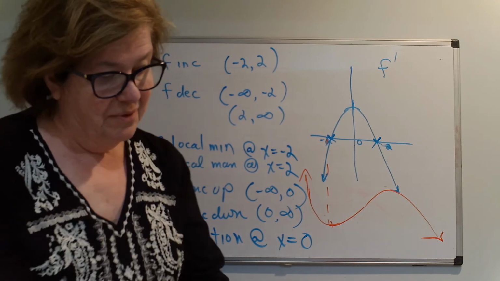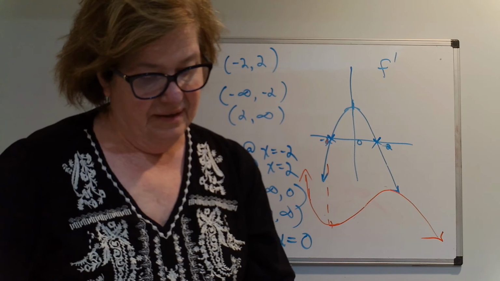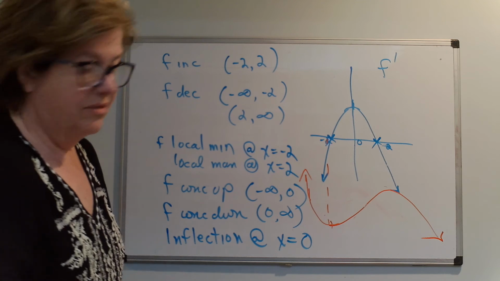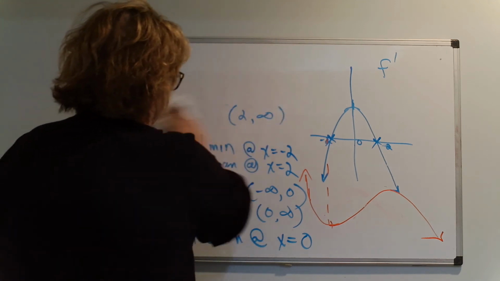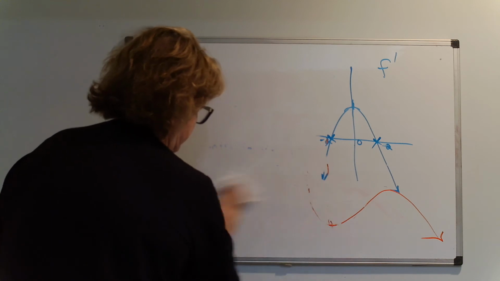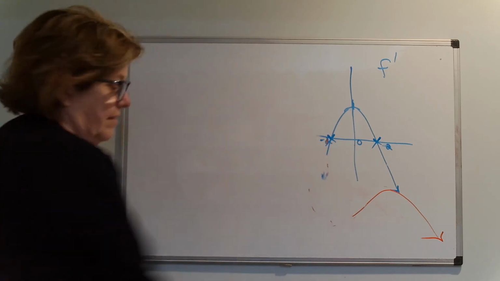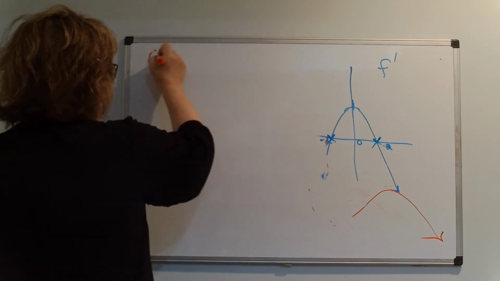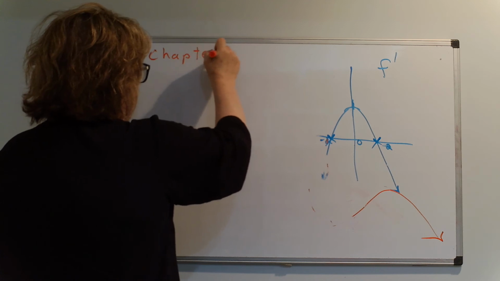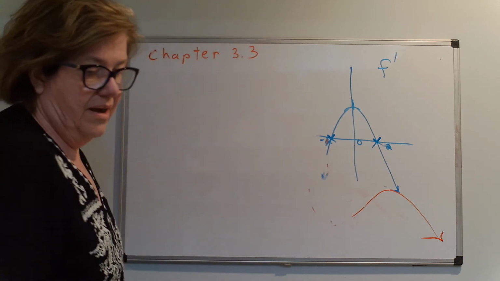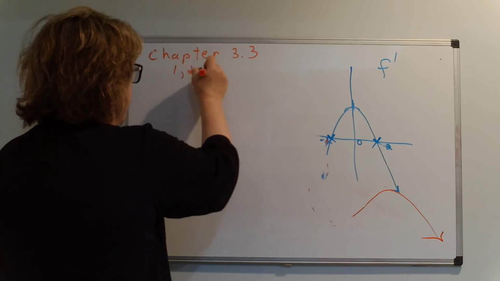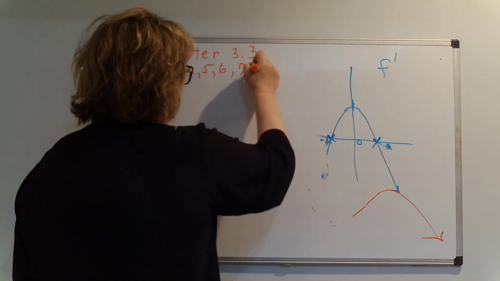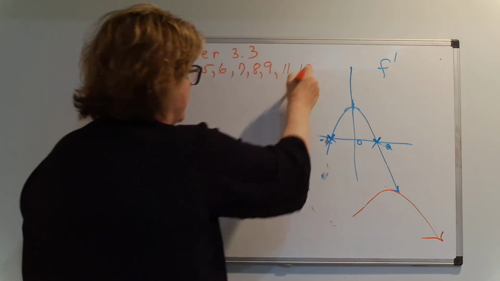The problems you have to do by Wednesday night include these. From this chapter, which is chapter 3.3, you have numbers 1, 2, 5, 6, 7, 8, 9, 11, and 13.